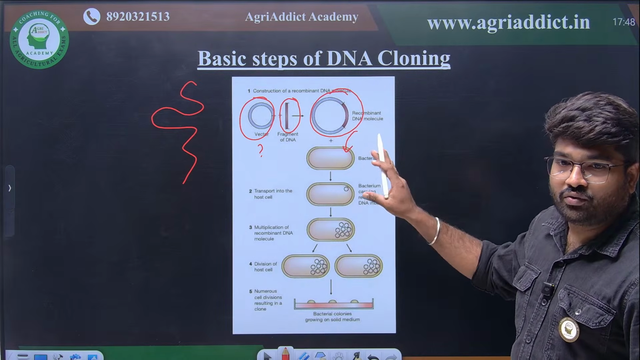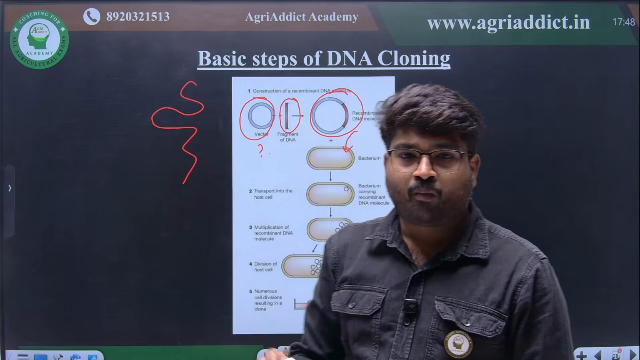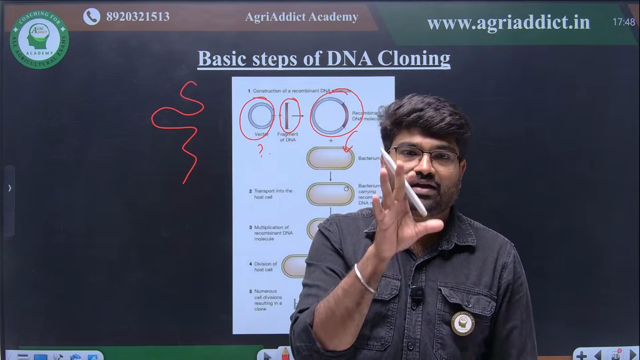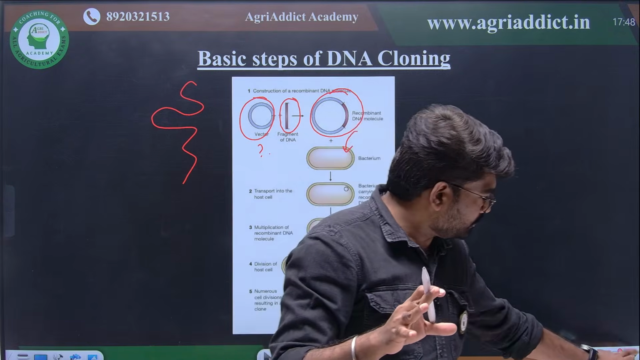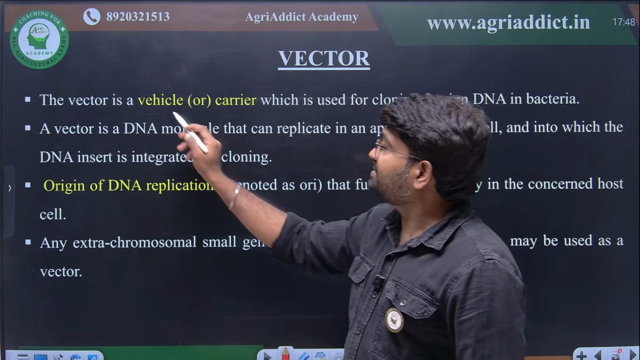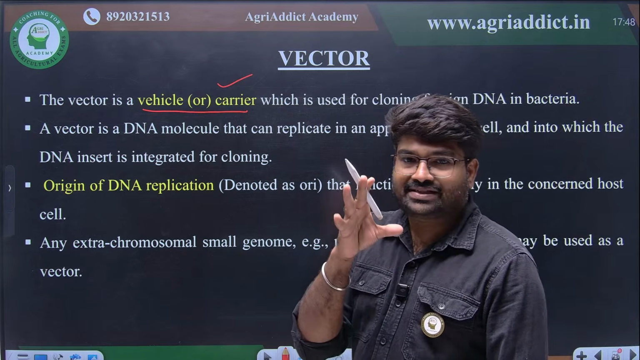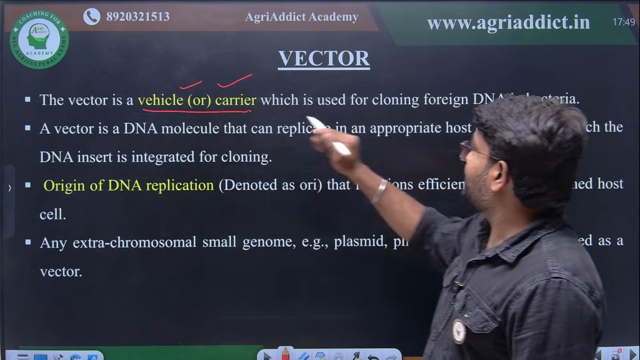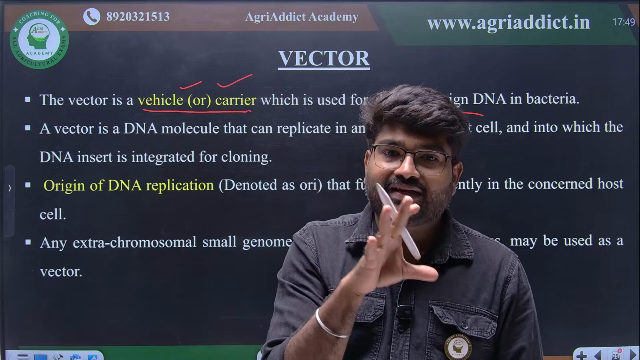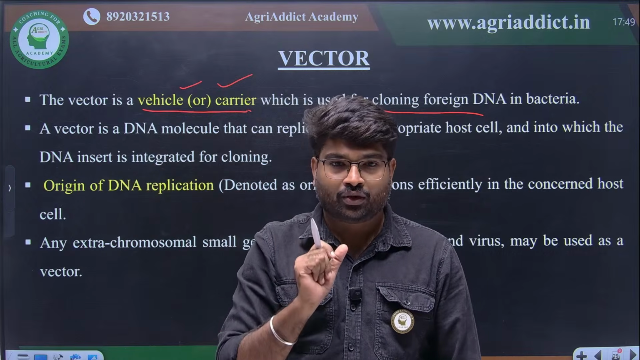So now we are going to see what is meant by vector, what are the key characteristics of a vector, why we have to use a vector, and what are the different classifications of vectors. First we have to know what is meant by vectors. A vector is nothing but a cloning vehicle, a carrier of our gene of interest to the bacterial species. It will act as a cloning vehicle for carrying our gene of interest to the host organism.